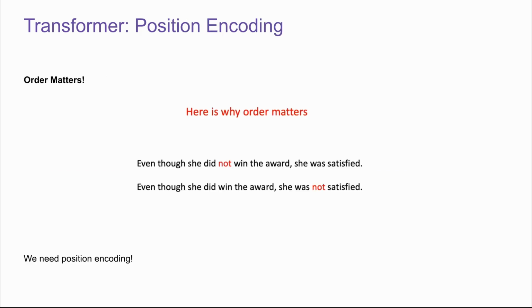However, in language, order matters. This is the most classical example that you're going to see everywhere. Here's why order matters. "Even though she did not win the award, she was satisfied." That is one sentence. The other, almost identical sentence: "Even though she did win the award, she was not satisfied." They have the same characters, same words, but the order is different and the meaning is completely different.